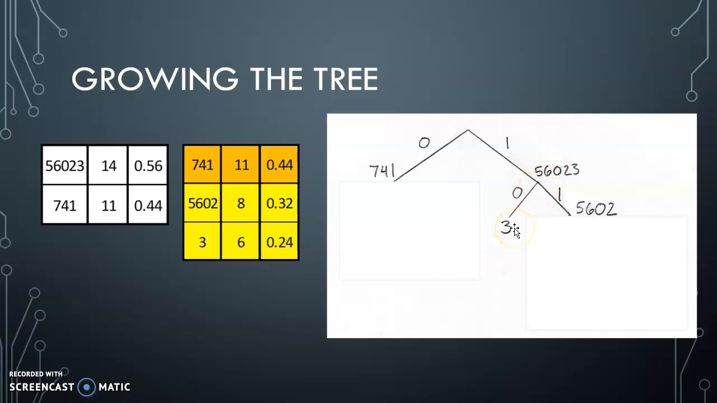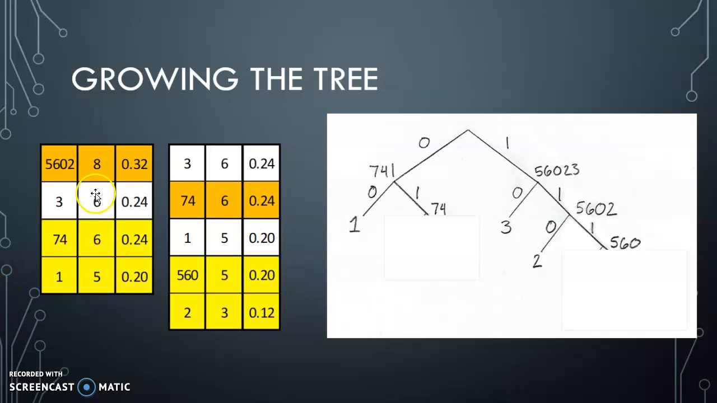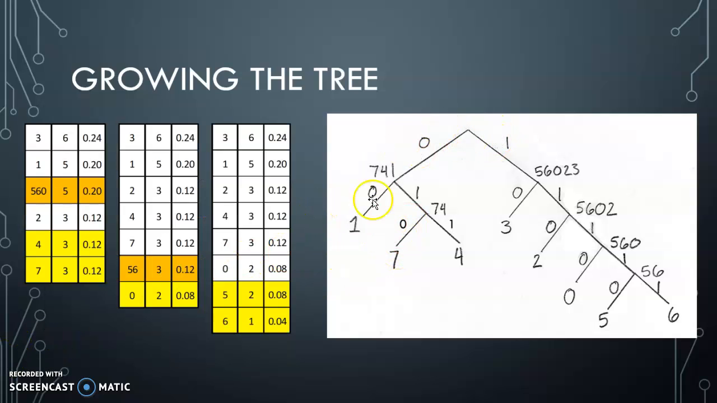So here you can see I split off the 3 from the 5602, and that would be the end of that step. Continuing on, the next step, we broke off the 1 from the 74, and the 7 and the 4. So you can see I did that right here. And we continue working backwards from our tables, splitting up each one like we did before. Eventually, you'll have constructed a full table that we are now going to use to encode the entirety of the picture.